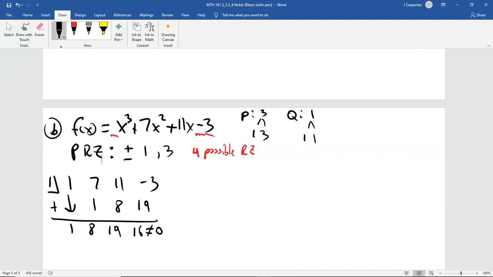+1 is not a 0 now. It will not be a 0 in any other scenario of this function. So the next one I like to try is -1.